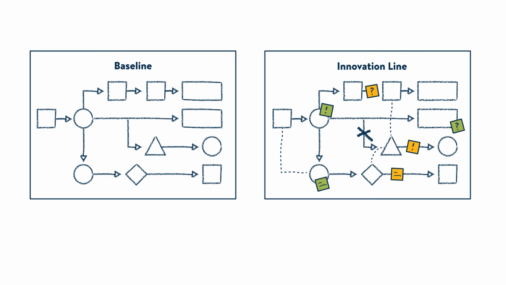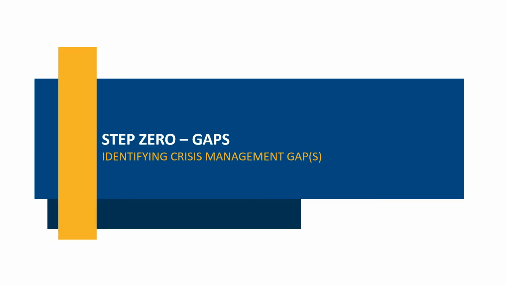This provides you not only with information for the baseline, but also gives you a quick glance on how working with potential new solutions would be valuable for them. It already unveils some parts of the innovation line. This innovation line is a flowchart, similar to that of the baseline, but then with a depiction of the process when the innovative solution is used. Let's have a look at the first part of Step 0, identifying your crisis management gaps.